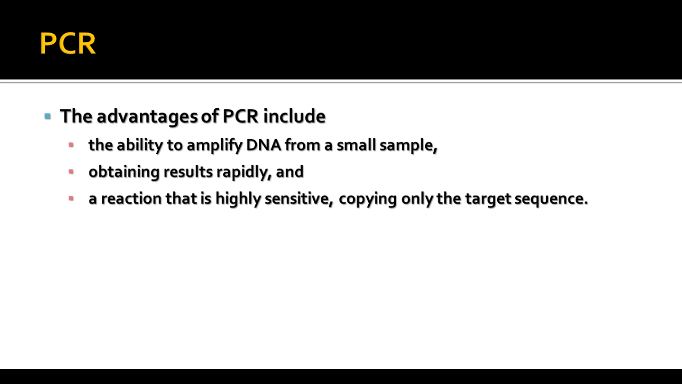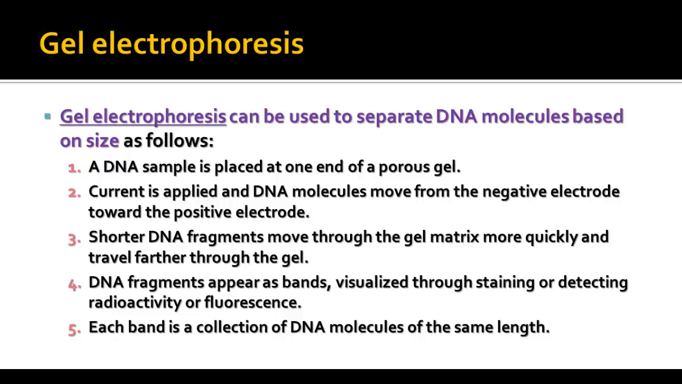So again, we can amplify the DNA from a small sample. We can get results fairly rapidly, and then we've got this reaction that's copying only the target sequence that we're looking for and not the other things. So it's very, very sensitive to what we're looking at. Then we're going to take these samples and we're going to put them through the process of gel electrophoresis. This is going to separate DNA molecules based on size. So here's how it works.